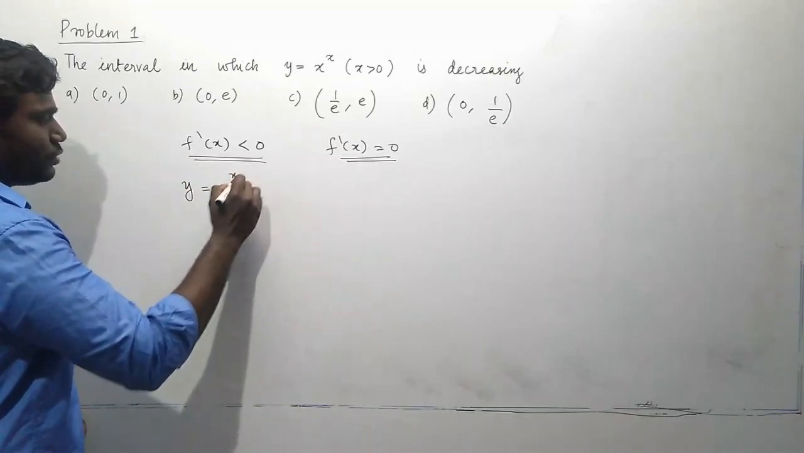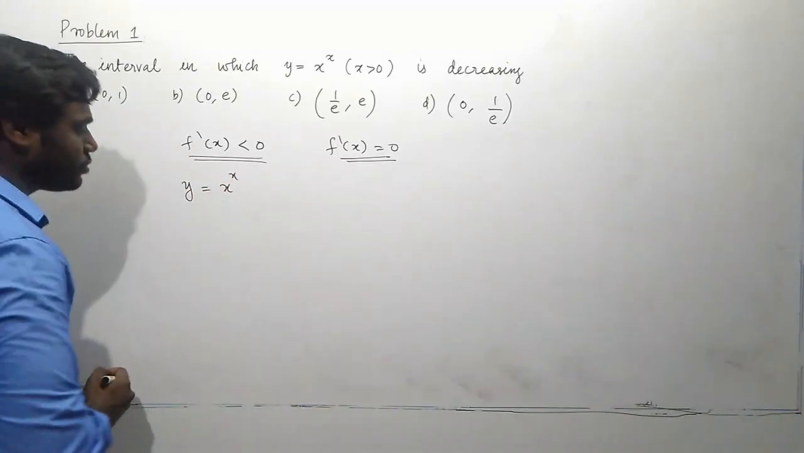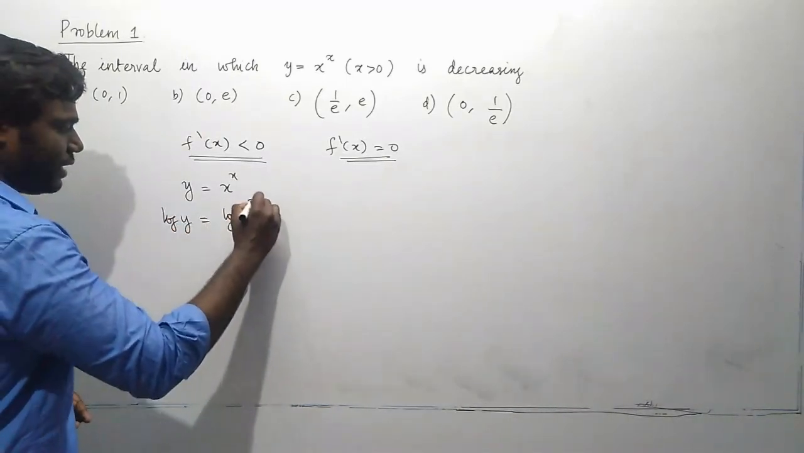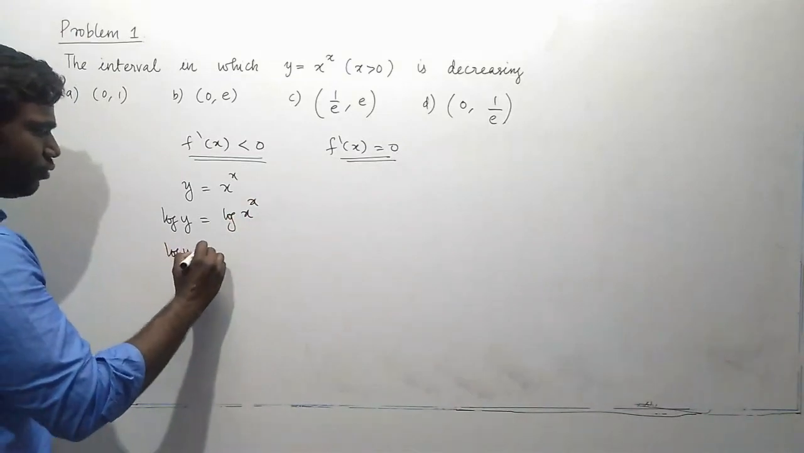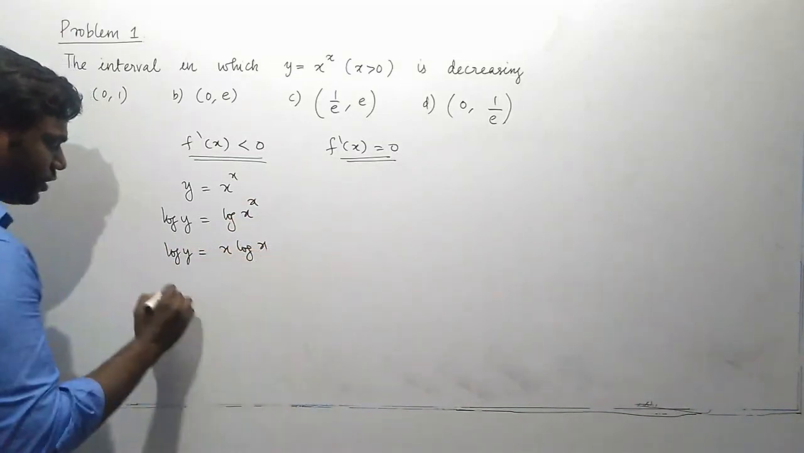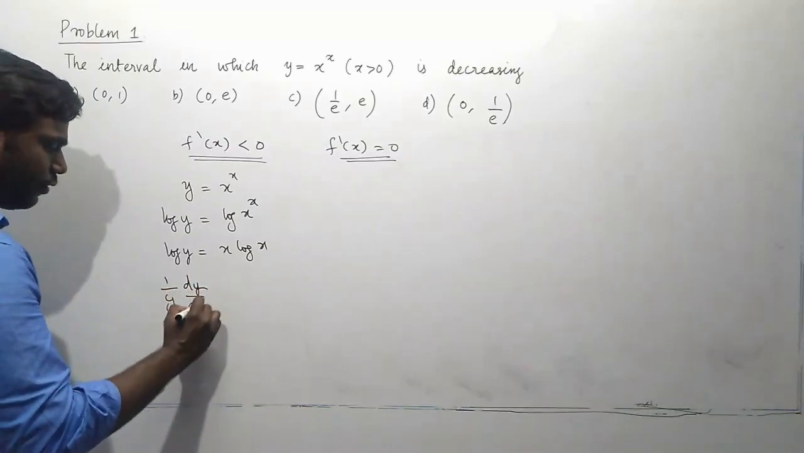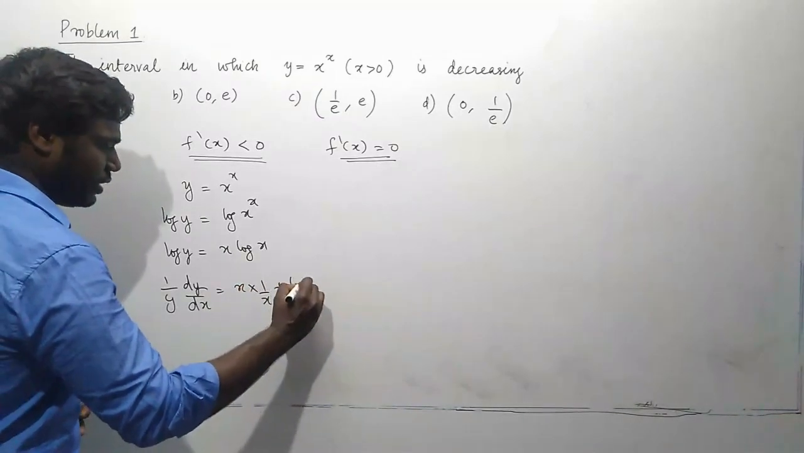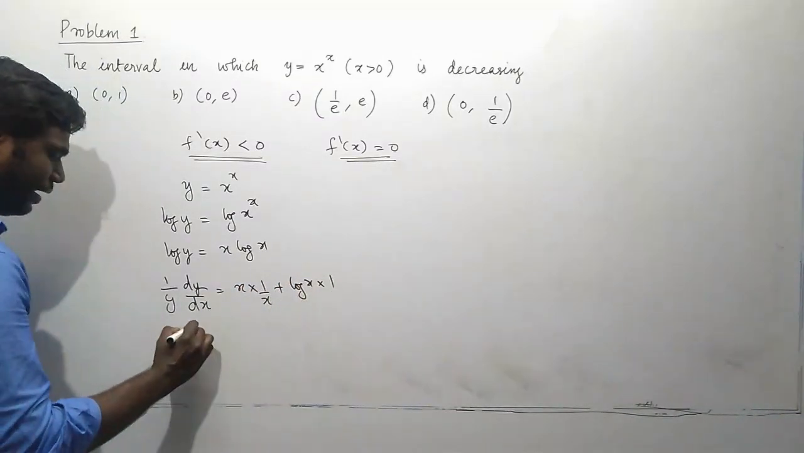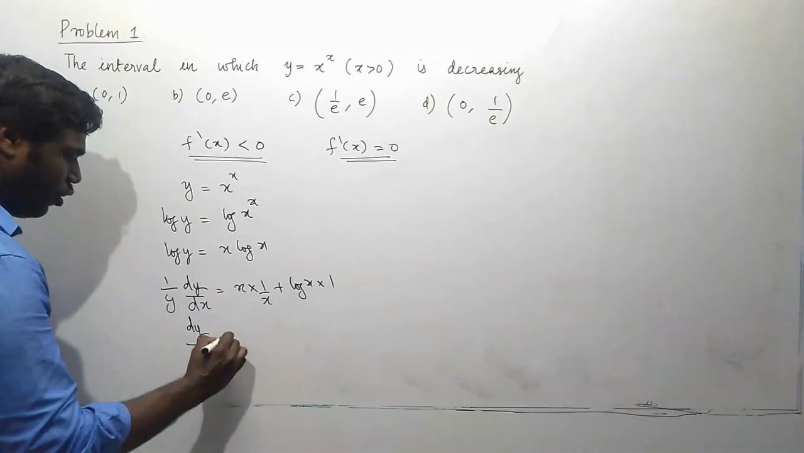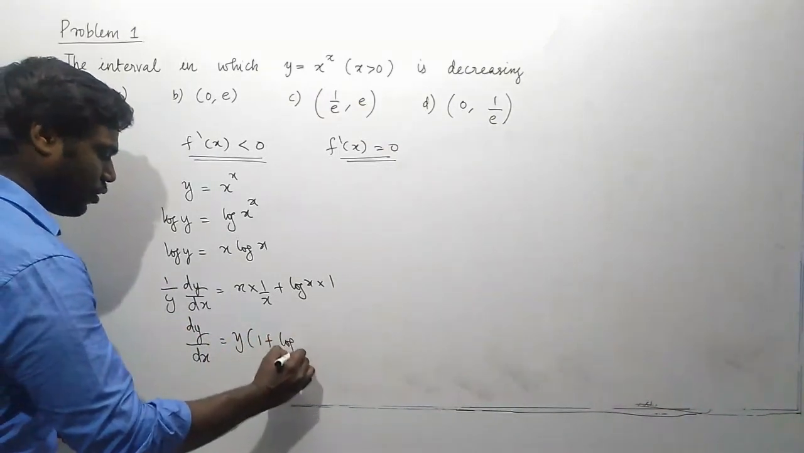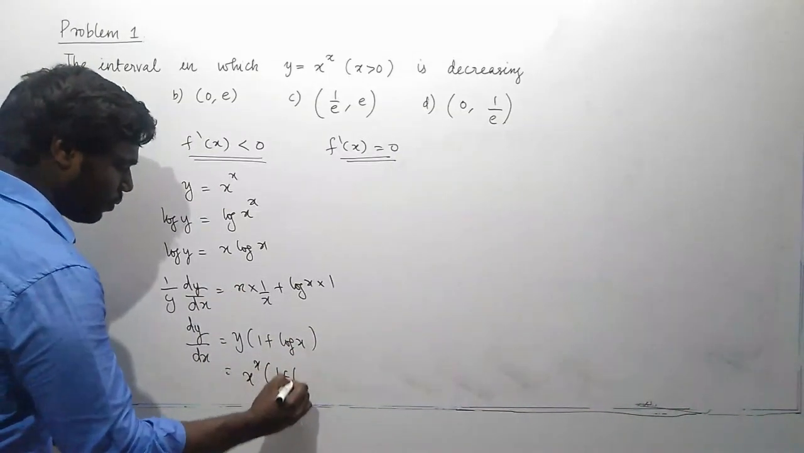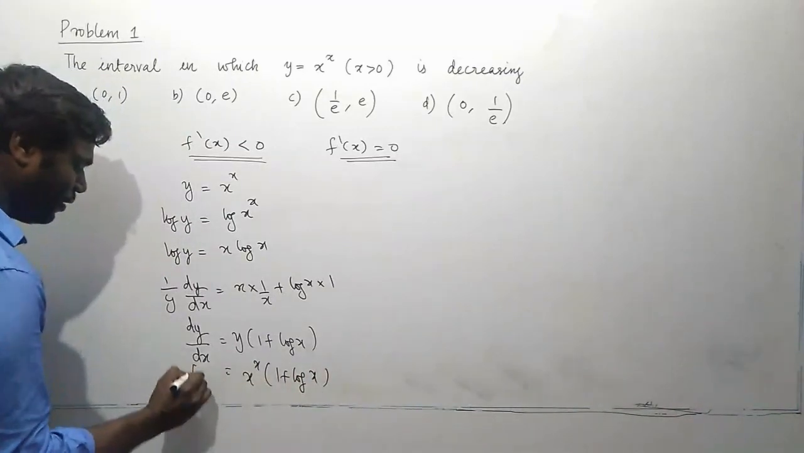So y equal to x raised to x. Since this is function raised to function, we need to use logarithmic differentiation. So taking log on both sides, log y is equal to log x raised to x, that is log y is equal to x log x. On differentiating, 1 by y dy by dx will be equal to first function, that is x, into derivative of second plus second function into derivative of first. So we get dy by dx will be equal to y into 1 plus log x, that is, replacing y by x raised to x, we get x raised to x into 1 plus log x.